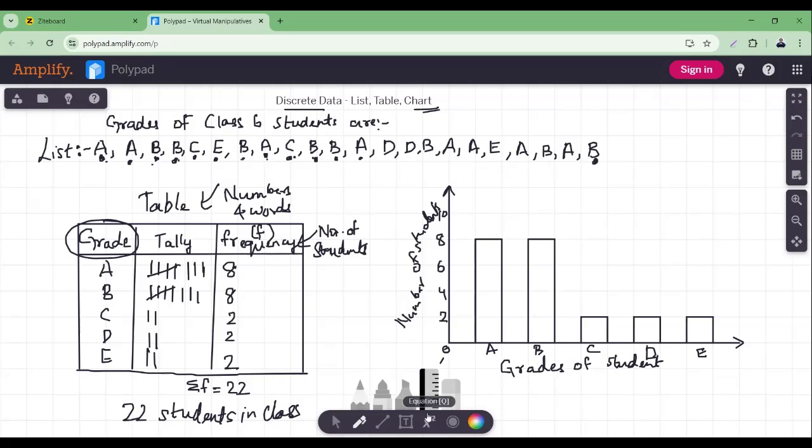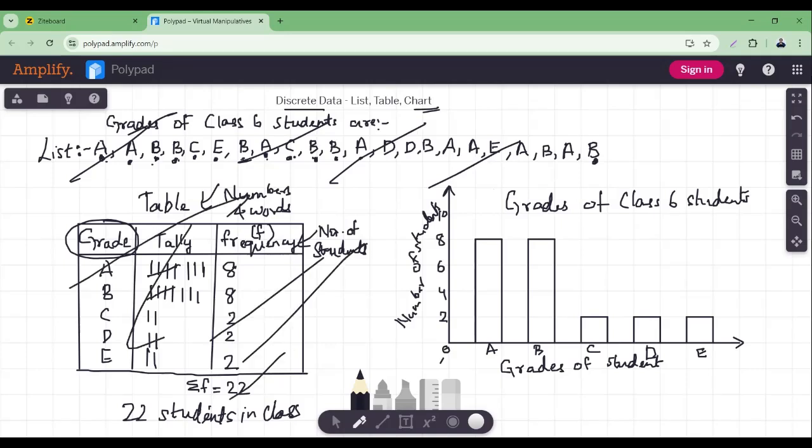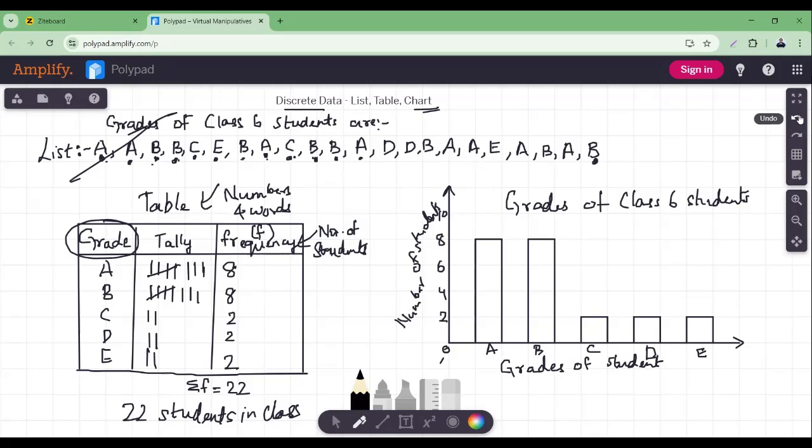Now of course I want to give a name for this bar graph. This is called a bar chart or a bar graph. And the name for this is grades of class 6 students. Just by looking at this graph, I can get all the information that I need. And also, it is easy for me to come up with conclusions. And I can also easily find out how many total children are there.